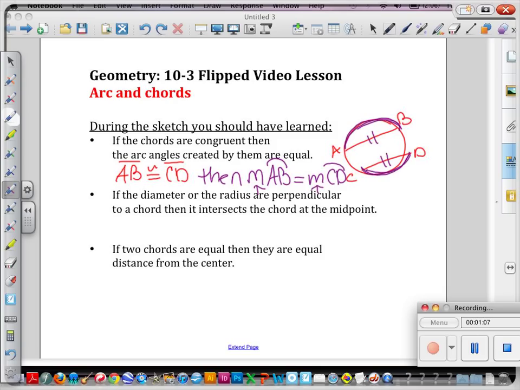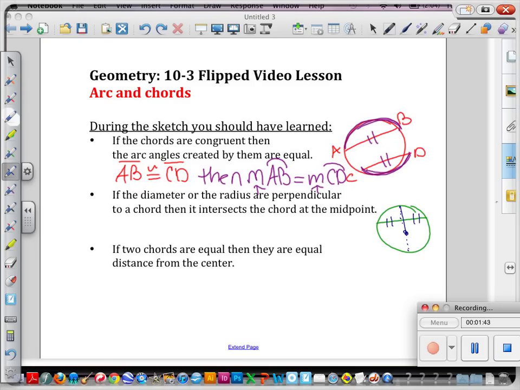The second thing that you should have discovered during your sketches is that if you have a diameter or a radius and they're perpendicular to the chord, so I'm going to draw a chord. Here's my chord. And then I have a diameter or a radius. So my purple is my diameter. Here's my radius. If I have my diameter perpendicular to the chord, then it intersects it at the midpoint. So those two pieces are going to be equal.